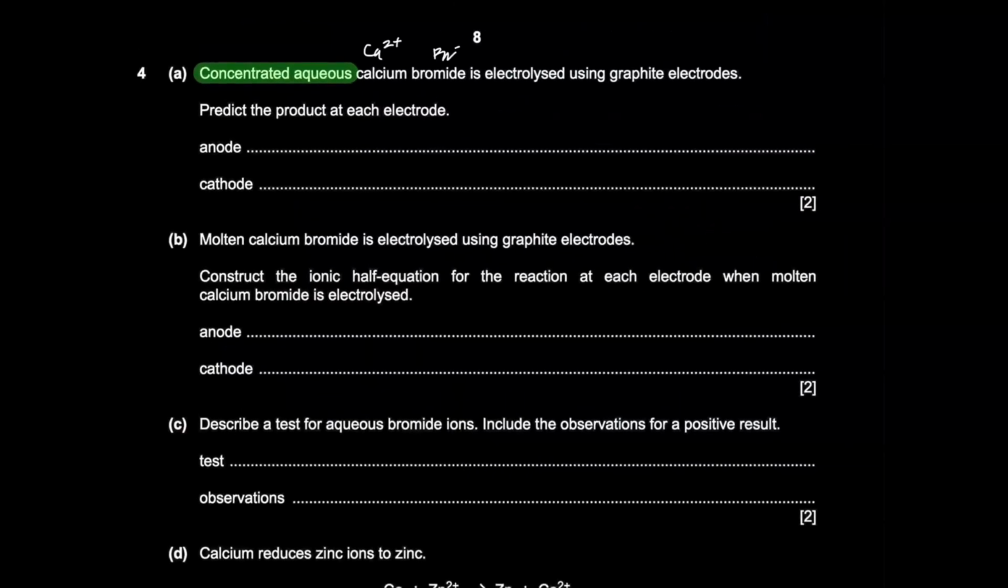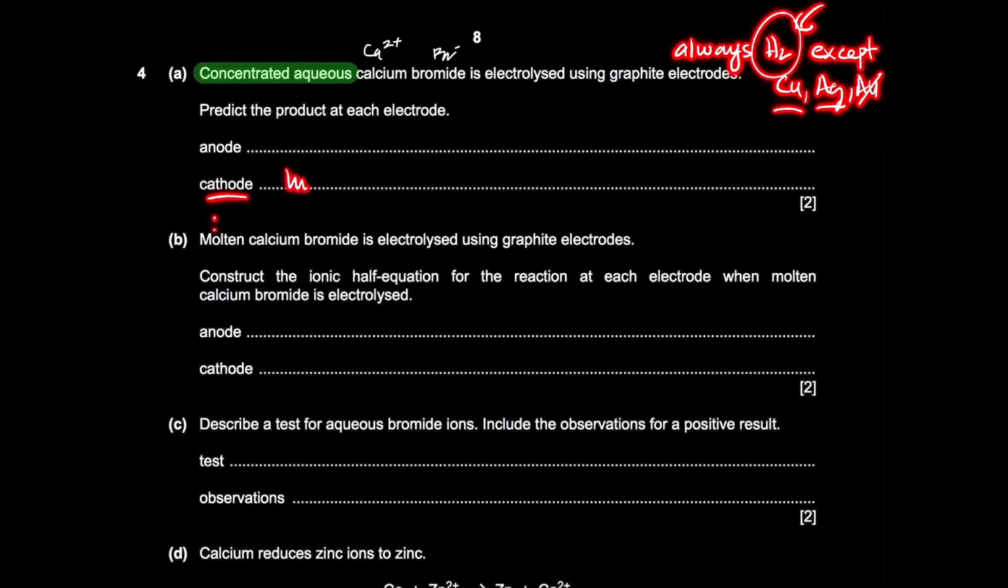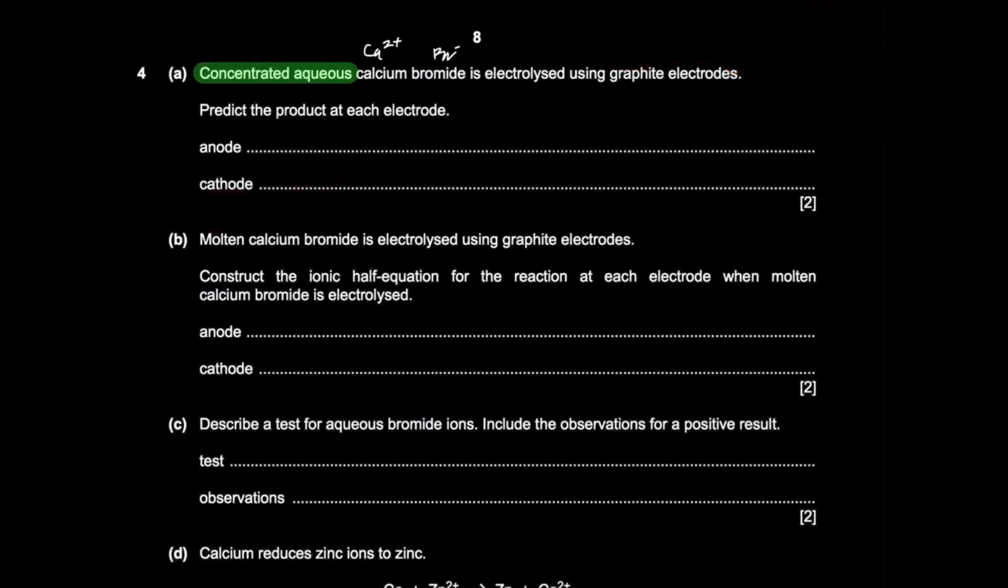Now, you need to remember the rules. For the cathode, it's always hydrogen, except when it's copper or silver or gold. We don't really even see gold, so it's pretty much always going to be copper or silver. If you have copper or silver, then you're going to see it at the cathode. Otherwise, it will always be hydrogen. At the cathode, you're going to get hydrogen gas. The ion will be H plus. H plus will undergo reduction. H plus will gain electrons to form hydrogen gas. So the product at the cathode is hydrogen gas.